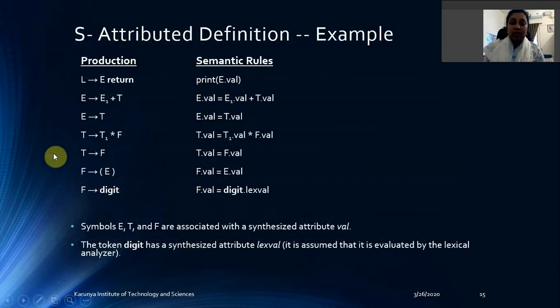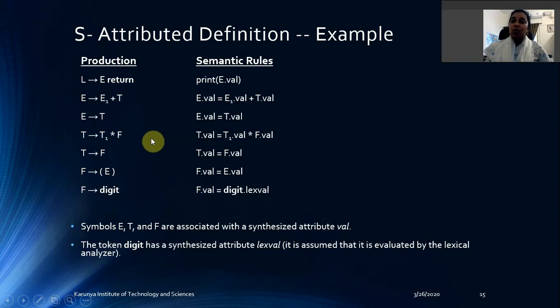And therefore, the example we saw for synthesized attributes holds good for S-attributed definition, because here I should know the value of E1 and T. Only if I know the value of the child, then I will be able to calculate the value of the parent node, or in other terms, only if I know the value of the grammar symbols on the right hand side of the production, I will be able to calculate the value of the grammar symbols on the left hand side of the production. So that is what we call an S-attributed definition.